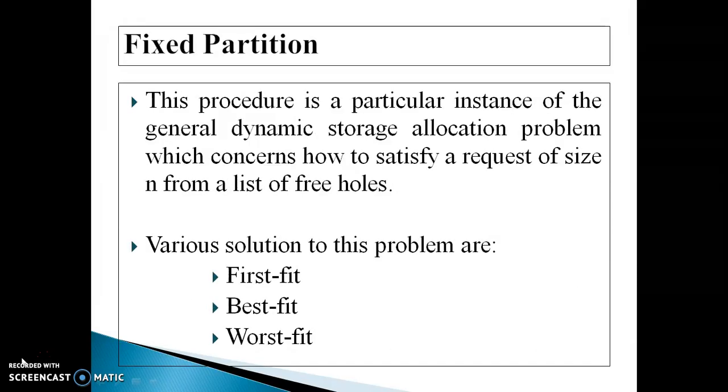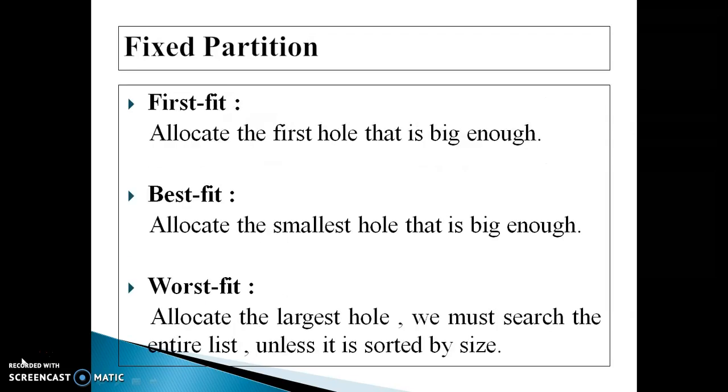The fixed partition method is a particular instance of the general dynamic storage allocation problem, which concerns how to satisfy a request of size n from a list of free holes. The various solutions to this problem are first fit, best fit, and worst fit. Let's discuss one by one. First fit allocates the first hole that is big enough. Searching can start either at the beginning of the set of holes or where the previous first fit search ended.